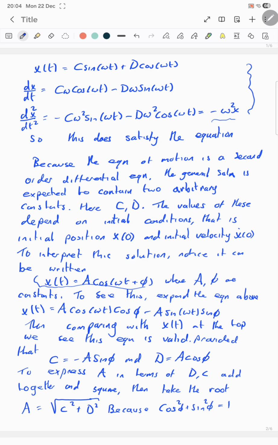To see this, we expand the equation above to get this. Then comparing with x of t at the top, we see this equation is valid provided that c equals minus A sine phi and d equals A cosine phi. To express A in terms of d and c, we square and add together, and then take the square root. So we get A equals the root of c squared plus d squared, because as we know, cosine squared plus sine squared equals 1.